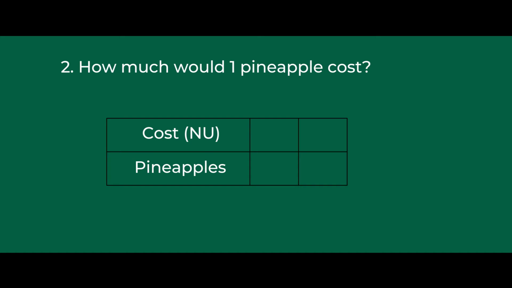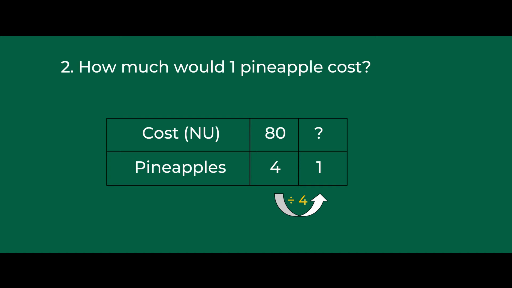Now for 4 pineapples we have to pay Nultum 80. Now we are going to buy only one pineapple and we are going to find out the cost of one pineapple. So how do we get 1 there? So you divide 4 by 4, so you get 1.